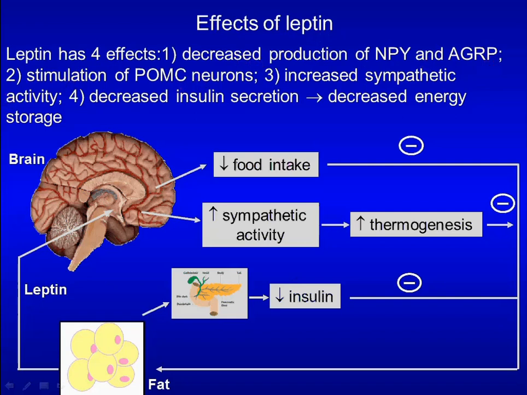Third, leptin increases sympathetic activity, whereby it increases energy expenditure. Fourth, leptin decreases secretion of insulin. As we know from biochemistry, insulin is an anabolic hormone. Decreased insulin secretion leads to decreased energy storage.